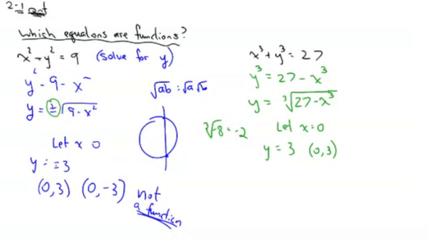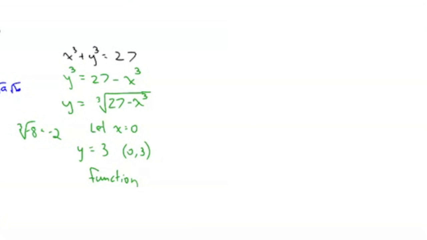What's missing over here that this one had? It doesn't have the plus or minus, so this one is a function. So when you solve for y, if you get a plus or minus, it's not a function. If you don't get a plus or minus, it is a function. Right? There's one other possibility. It's kind of rare, but you never know. X plus the absolute value of y is equal to 5.